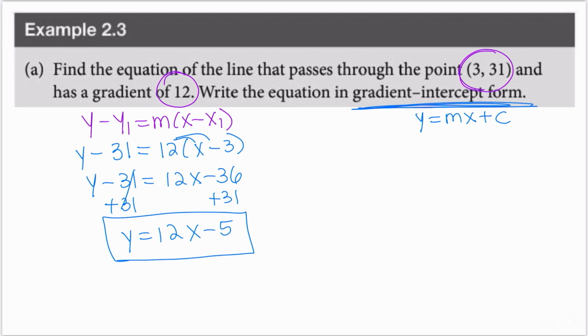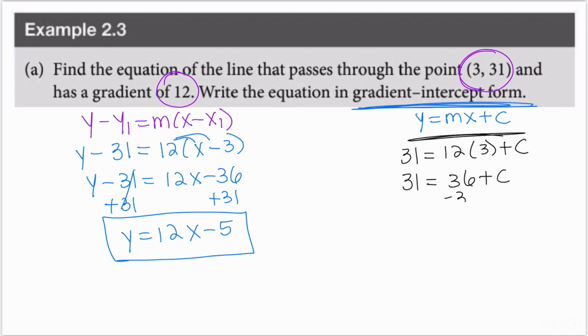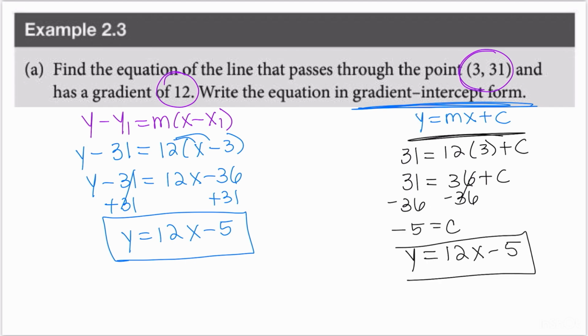What's the second way that you can approach this problem? You can go straight into y equals mx plus c. You're going to replace the y with the y coordinate, replace m with the gradient, and x with the x coordinate so that you solve for the y-intercept. I get 31 equals 36 plus c. Take away 36. I get negative 5 is equal to c. So that is my y-intercept, and my equation is going to be y equals 12x minus 5, which is exactly the same answer I got when I went through point gradient form.